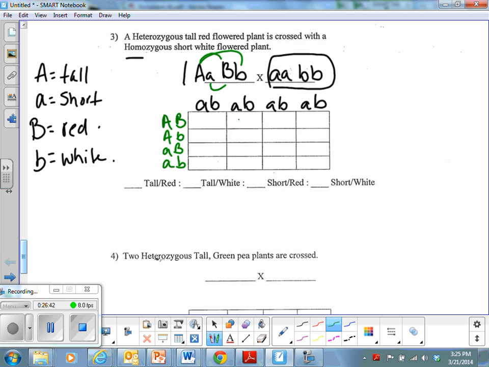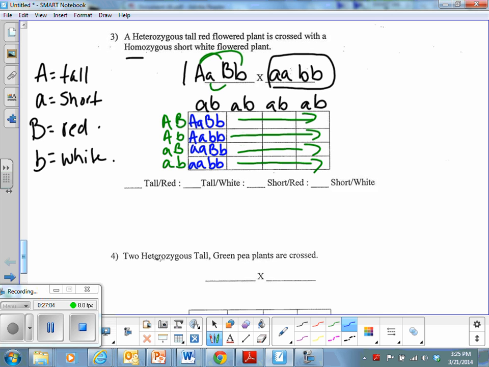And again, notice these are all going to be the same. Save yourself the time. Just do the one cross. Okay. Big A, big B, little b. Big A, little b, little b. Little A, big B, little b. Little A, little b, little b. Okay, so again, I have a 4, 4, 4, 4 ratio.